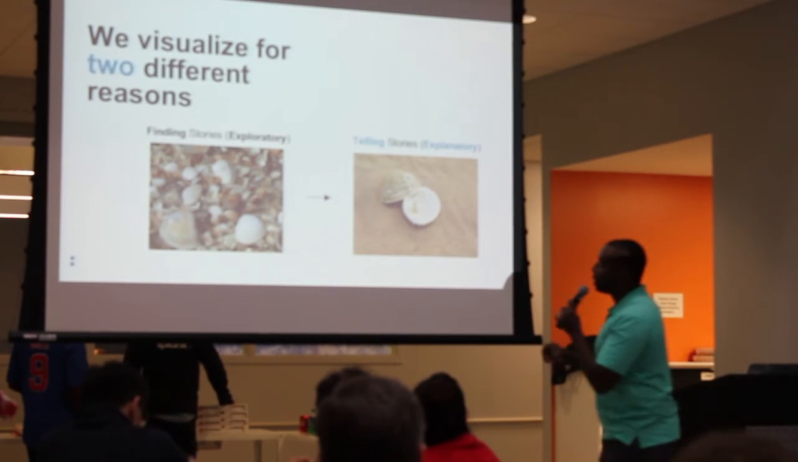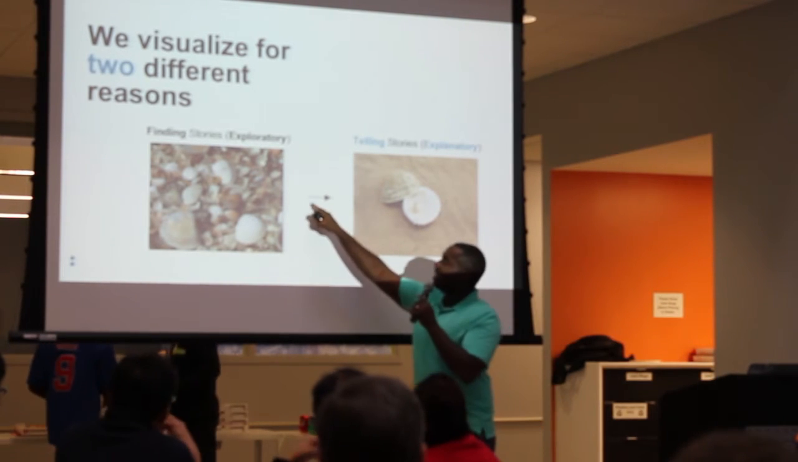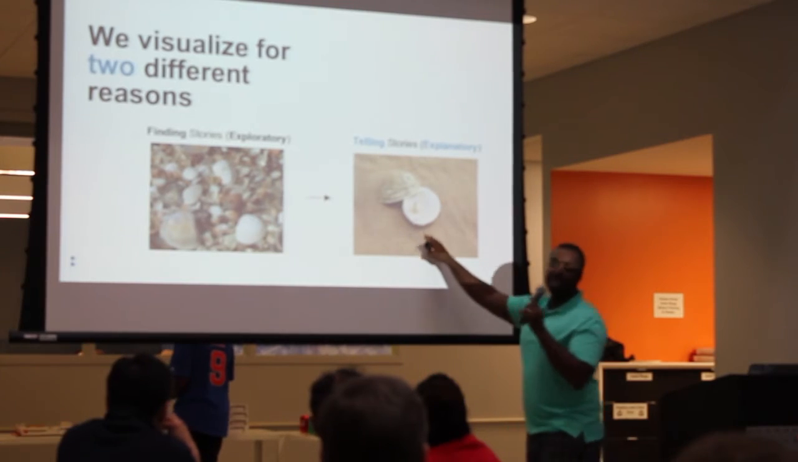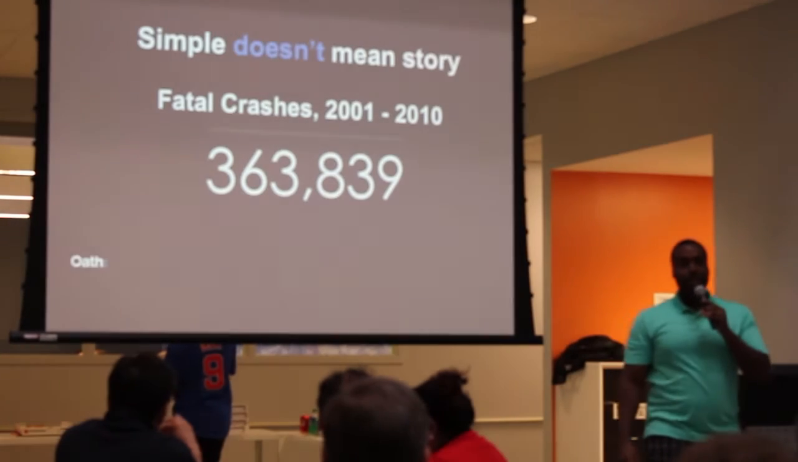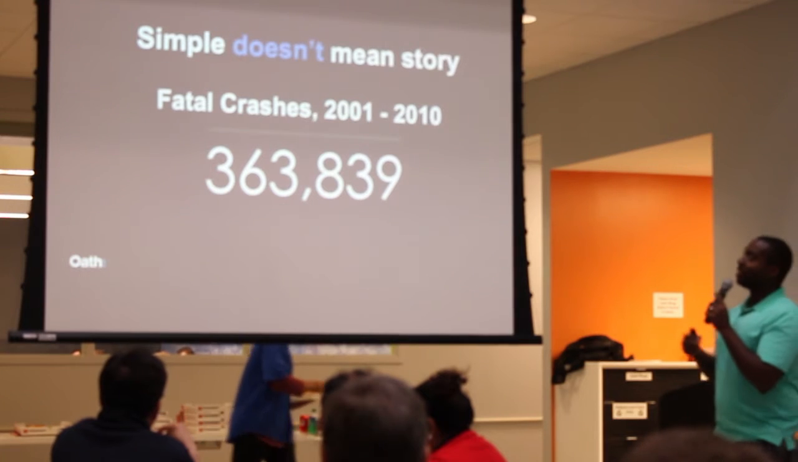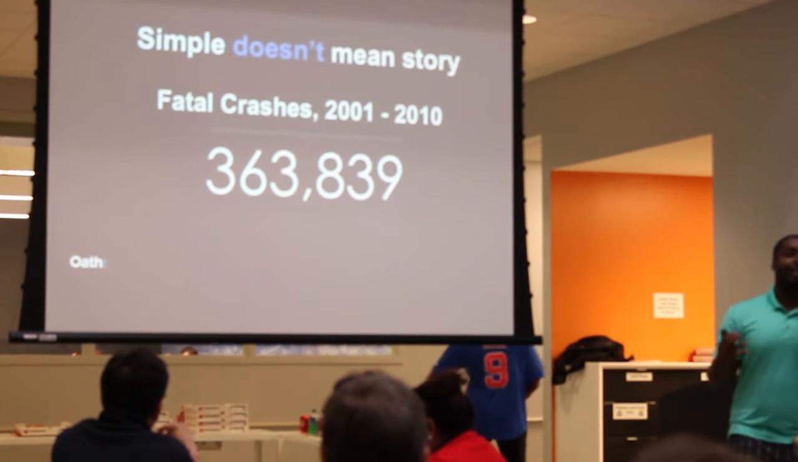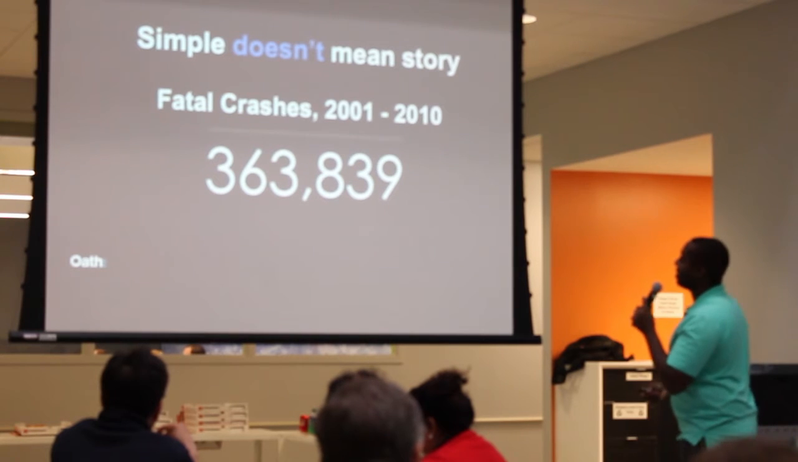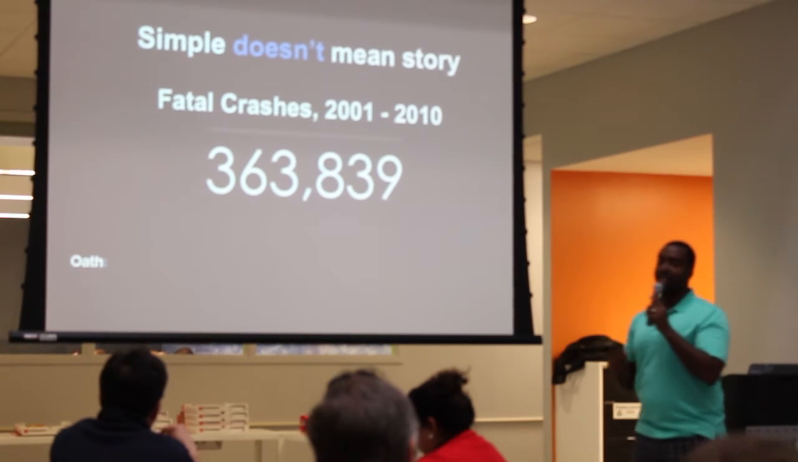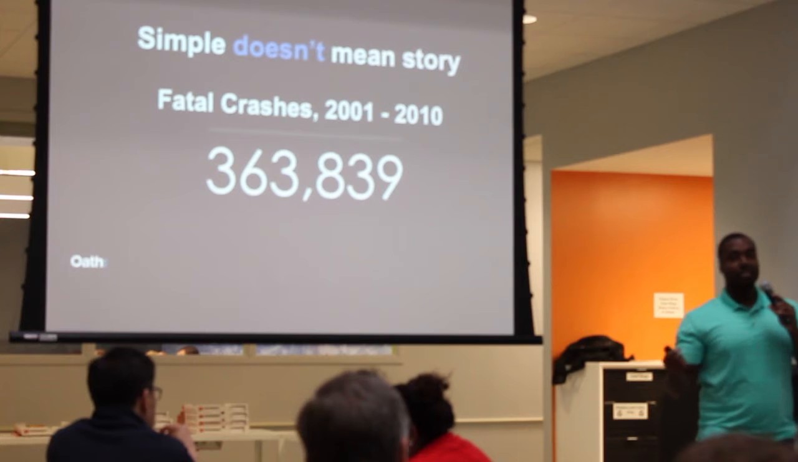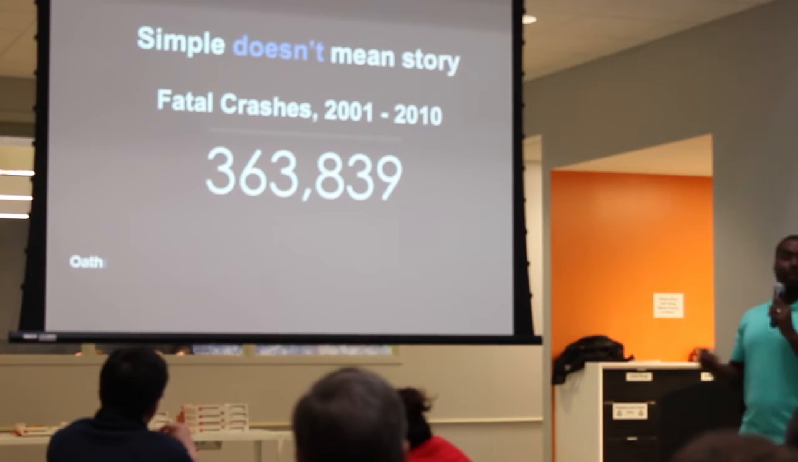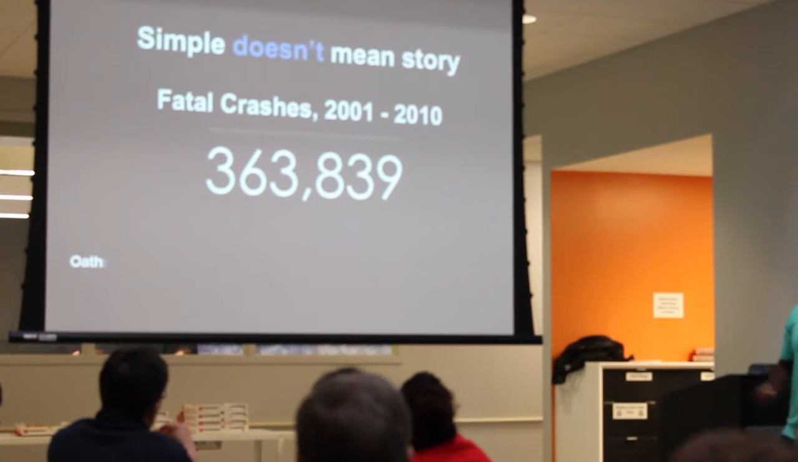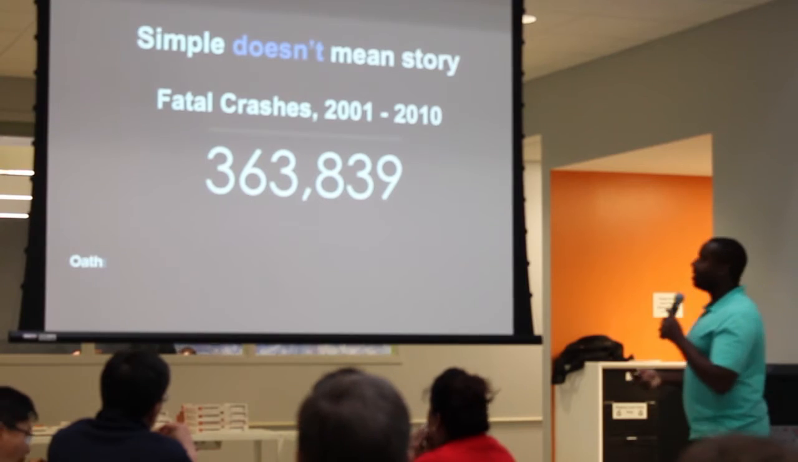I will point out that there is an arrow here, and this happens before this. Sometimes we get confused and think simple means that you're telling a story. You can see this number up here. There are fatal crashes, and over a decade it's 300,000. That's it. We don't know what to do after that. We know some information, but that's not exactly a story.